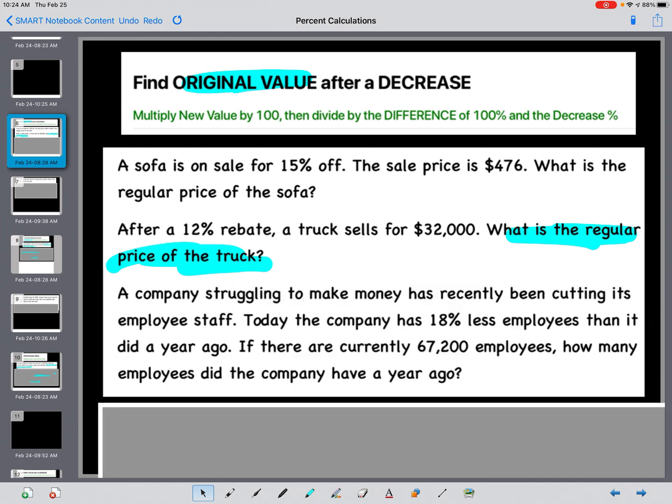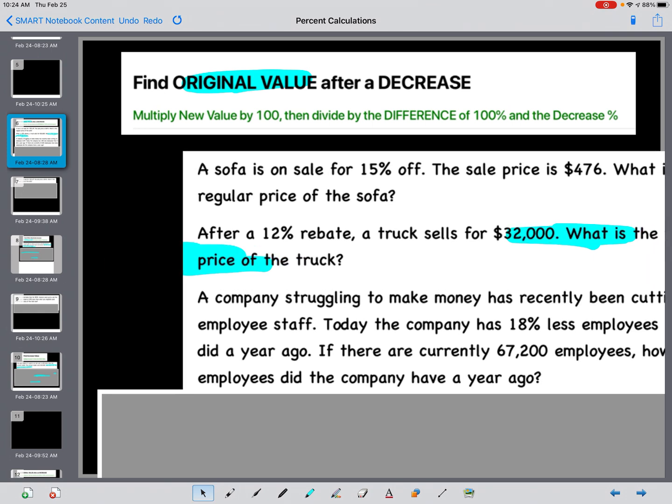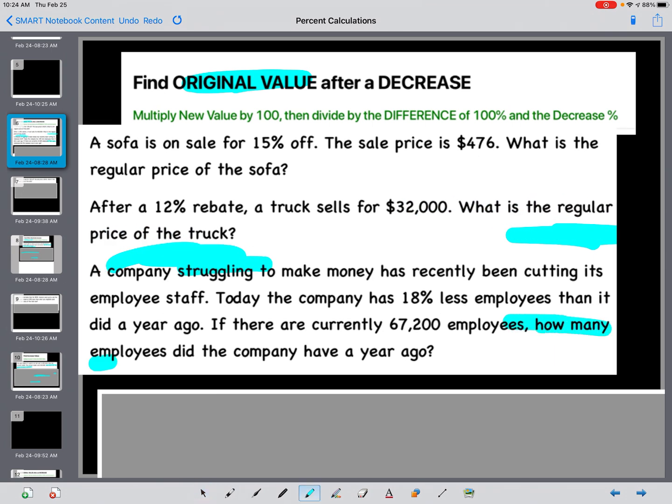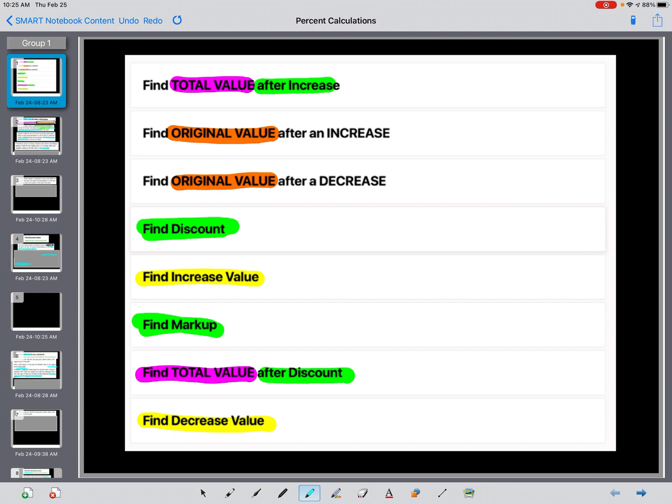Here's another one. Struggling company. We went over this one in a different light where we were asked to find the change. This time it says how many employees did the company have a year ago, and that's finding an original value. So in any event, if you can master these three types of calculations, total value, original value, and finding changes, which have different types of calculations, then you'll be able to increase your performance in percent calculation.